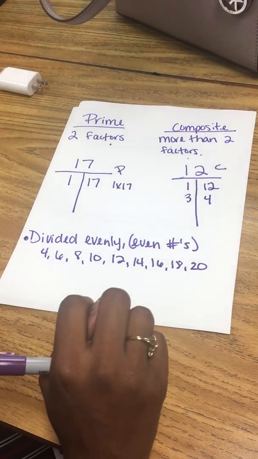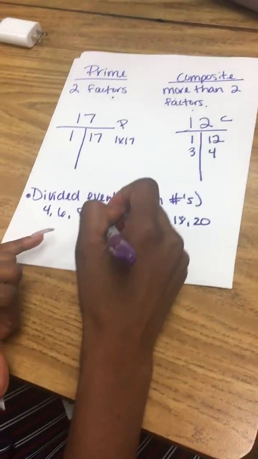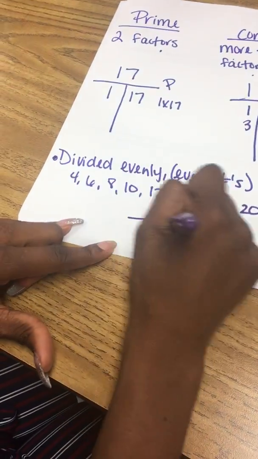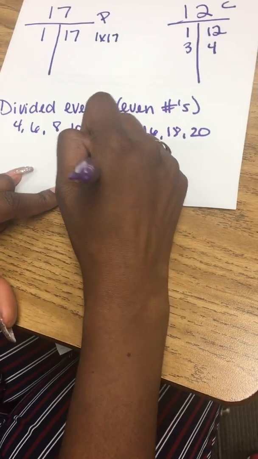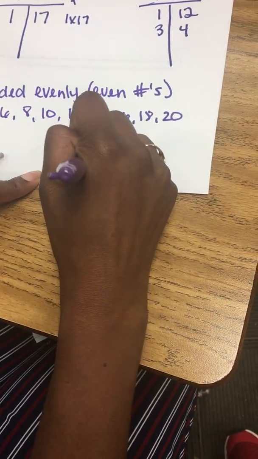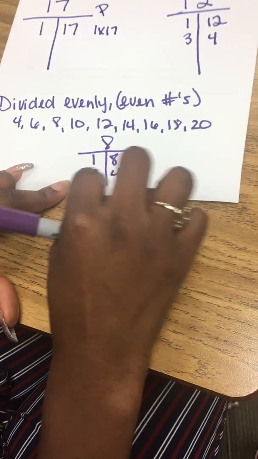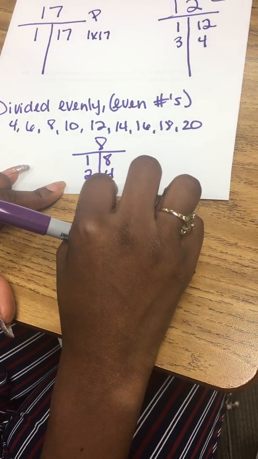Now, you just have to know how to get the factors for each one. So for the number 8, I know it's composite, but what are the factors? 1 and 8, 2 and 4. These are our factors. It has 4 factors, okay?